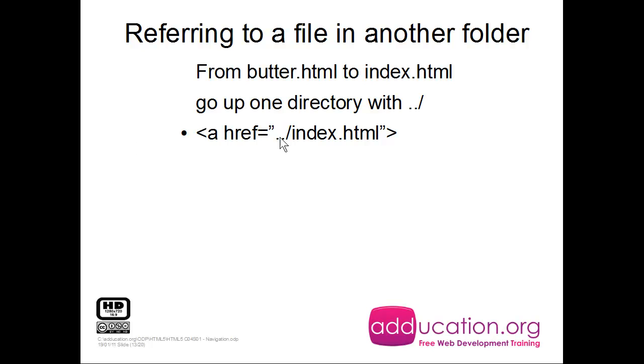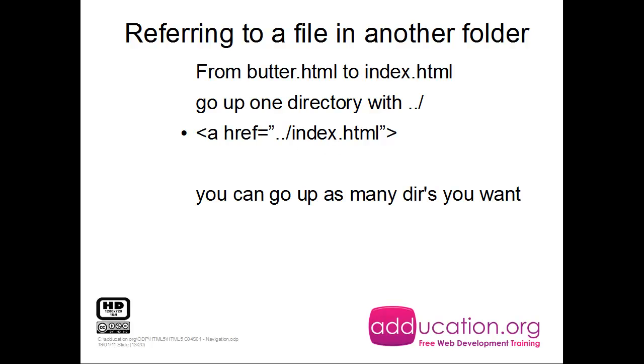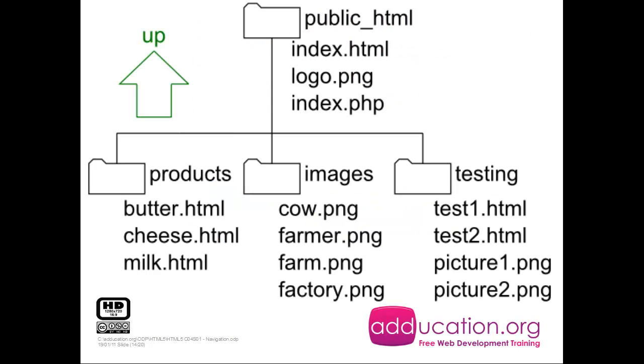So for instance, ../index.html. This refers to the folder that's up. So index.html is in the folder above the folder I'm in right now. I can go up as many directories as I want. For instance, if I want to go 3 directories up, there's a file called pictures.png. Just refer to it with 3 times the dots and the /.